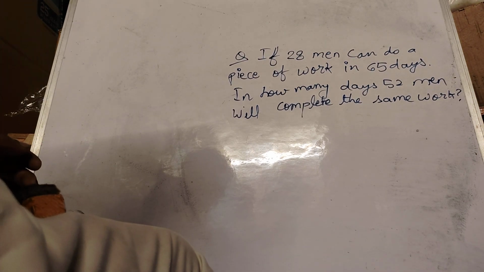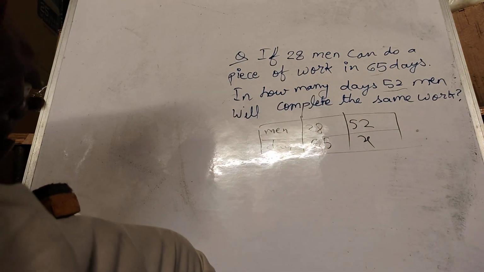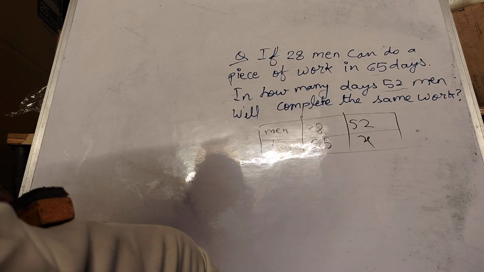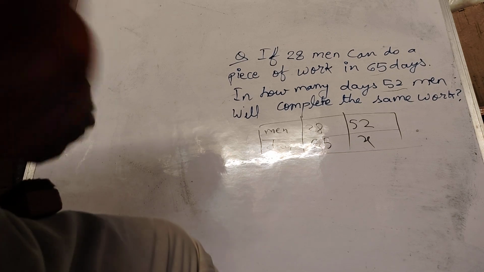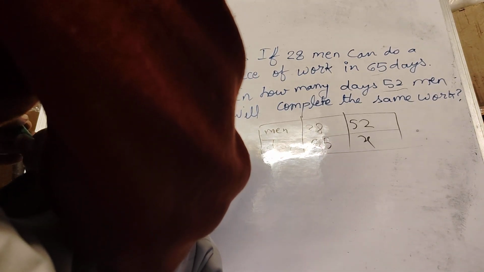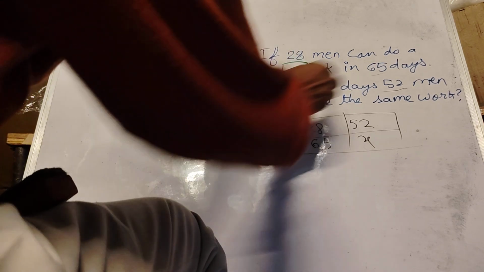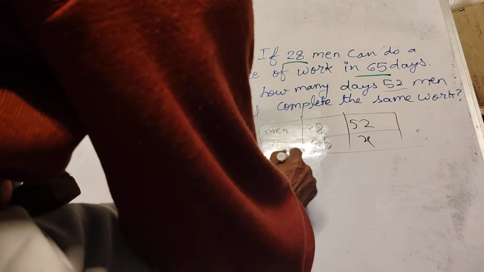So here again we make a table. In the table we write men versus days. So 28 men and days is 65, and then 52 men, and we need to find the value of days. Can you say if it is direct variation or inverse variation? I think it's inverse, because when more men come, the number of days will reduce. So it is inverse variation.